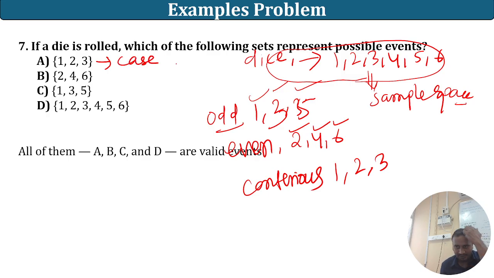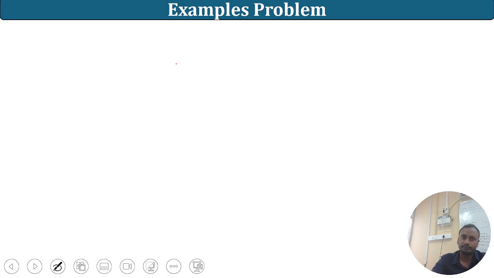Whenever I say I have thrown the dice 10 times, and in that the odd numbers 1, 3, 5 came, okay, that is an event; 2, 4, 6 is again an event. I'm not saying I have thrown the dice only two or three times. The dice is rolled, and the possibility is 1, 2, 3, or 2, 4, 6, or 1, 3, 5, or either 1, 2, 3, 4, 5, or 6. All are valid events for a dice in the case of probability.